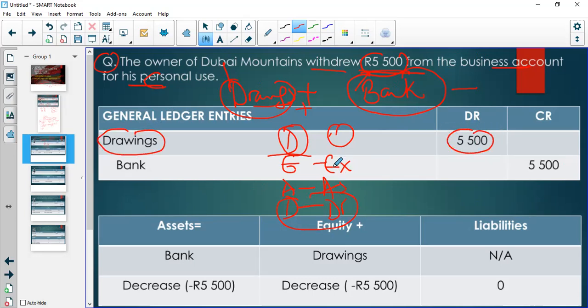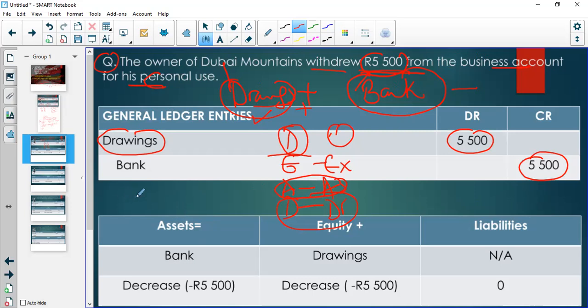But the bank account has decreased. Because bank is an asset, it increases on the debit side. When it decreases, it goes on the credit side. So we identify the bank account as decreasing, so it's going to be on the credit. Now, that is a general ledger entry. And what's the effect of that transaction, or the general ledger entry, on the basic accounting equation?